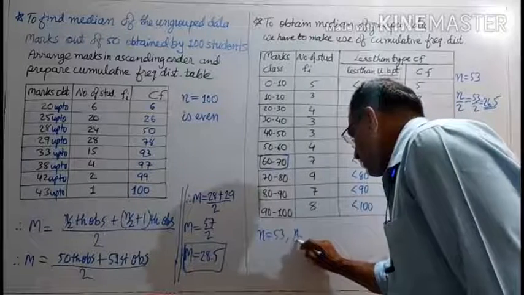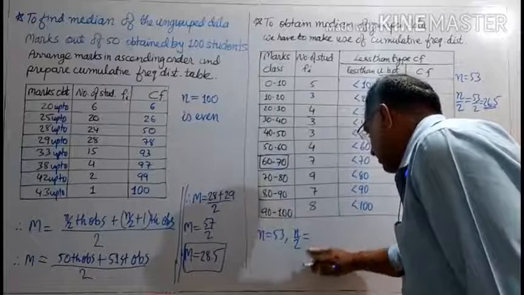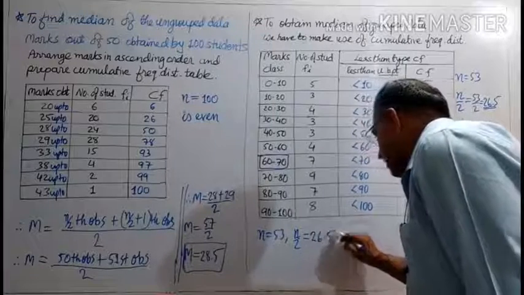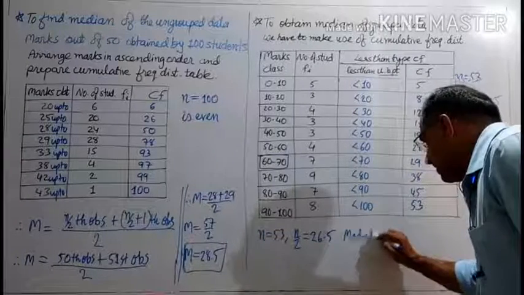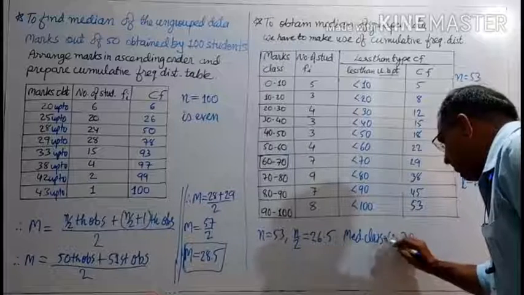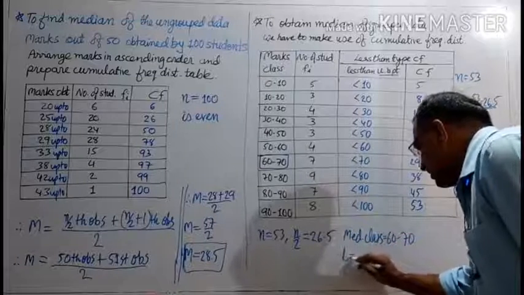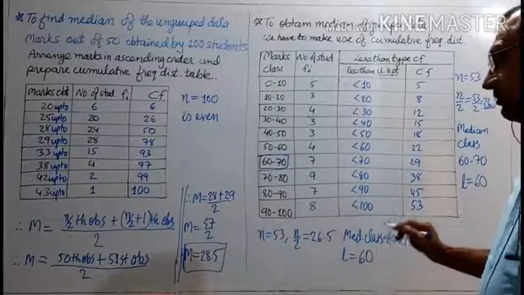That means n by 2 is equal to 26.5, and then we got the median class. So here the median class we got is 60 to 70, and therefore here L is equal to 60, that is the lower boundary point or lower limit we say.